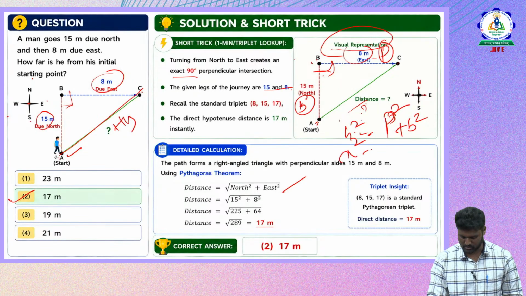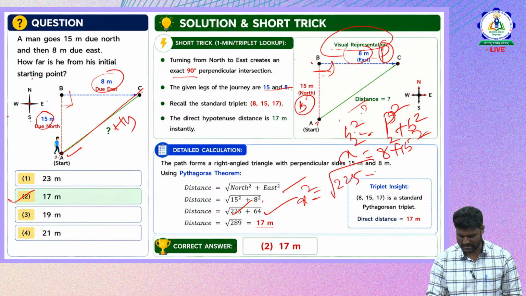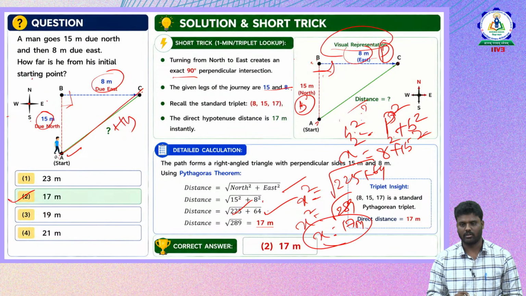Let us assume this is x square, and then P is 8, so 8 square, plus the base, 15 square. If you simplify, 8 square becomes 64 and 15 square is 225. That means x square is equal to 225 plus 64, so x is equal to the square root of 289, where x is equal to 17 into 17. So the value is 17.